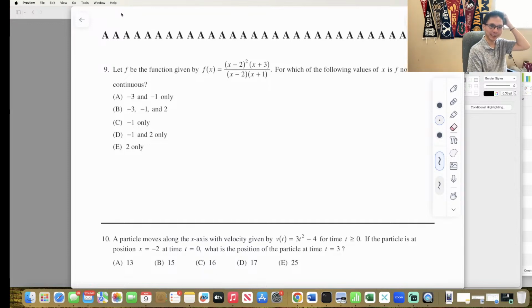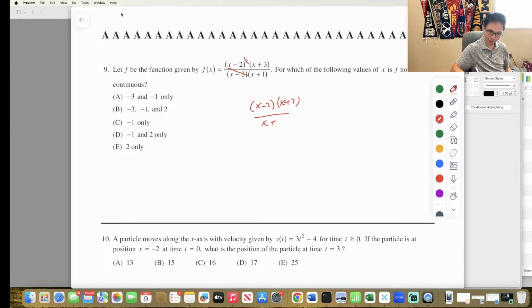So number 9, somebody want me to go over? I'll go over continuity. So let's just say you cancel this one, you cancel one of them. So that's going to be x minus 2, x plus 3, and x plus 1. But like what Nathan says, there's a hole if you cancel. That's still not continuous. So x equal to 2 is not continuous. And x cannot equal to negative 1 because that's a vertical asymptote. So it should be 2 and negative 1.